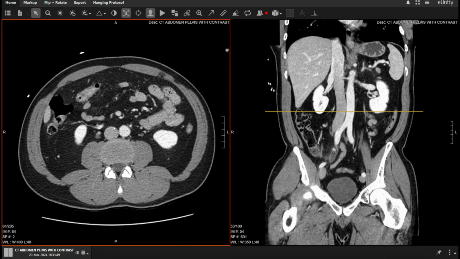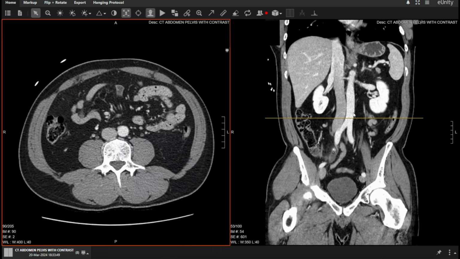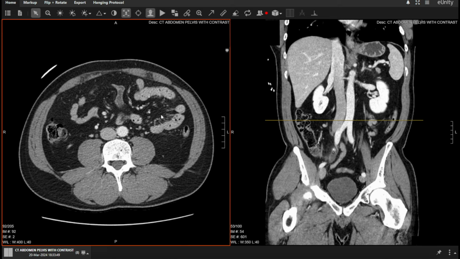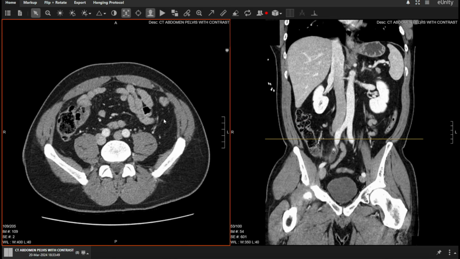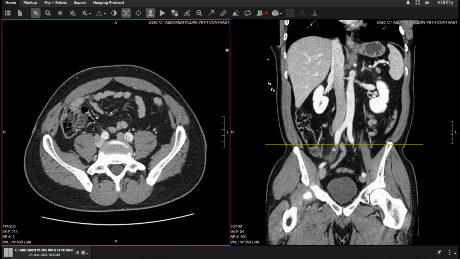And as we scroll down, we lose kidneys here. And we're moving down into the lower half of the abdomen, full of bowel. And we're going to talk about differentiating colon from small bowel here in a minute. Here, your spine, your psoas muscles, and your pelvic bones.